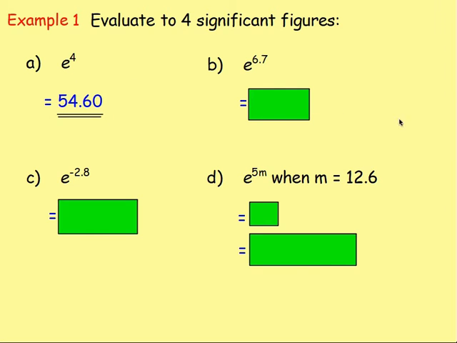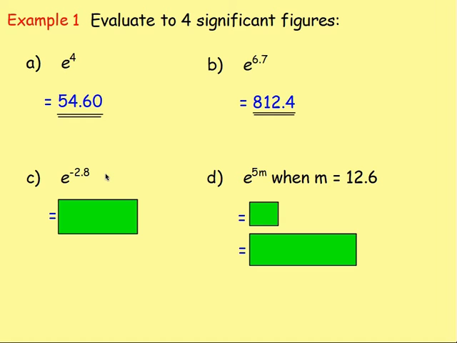54.60 to 4 significant figures. Let's try another one, e to the power of 6.7. What do you get to 4 significant figures? Try it with me. 812.4.